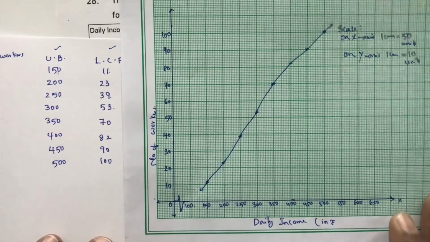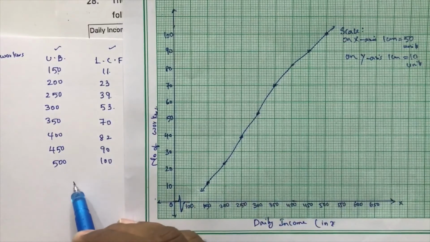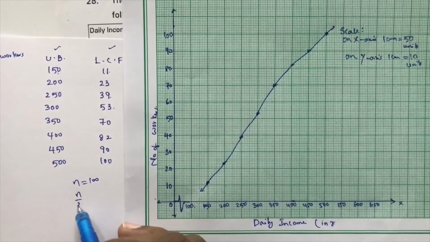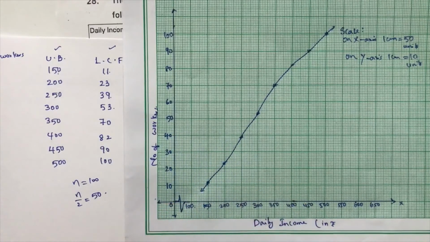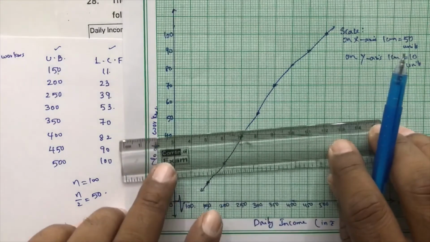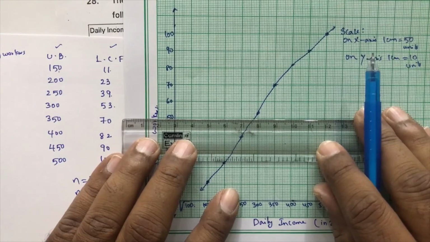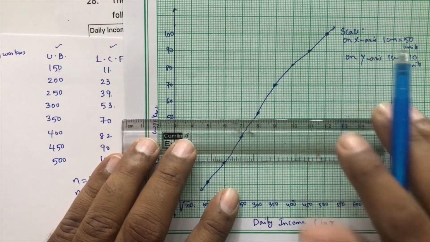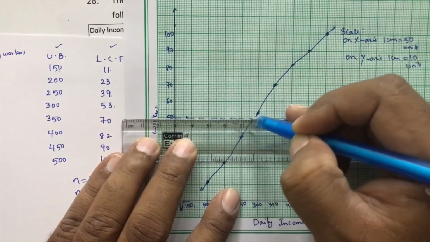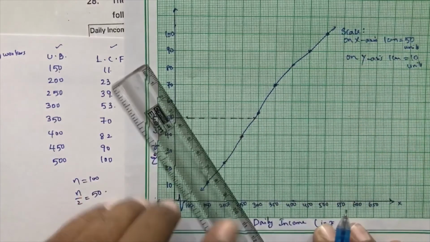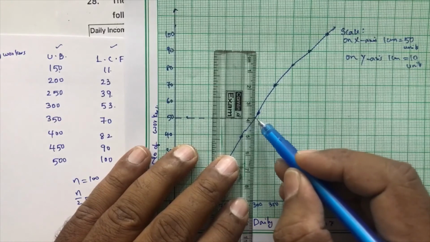Now we need to find the median with the help of the graph. Total frequency is 100, so find n by 2, which is nothing but 50. At 50, draw a line parallel to the x-axis. Wherever it cuts the graph, from there draw a line parallel to the y-axis.